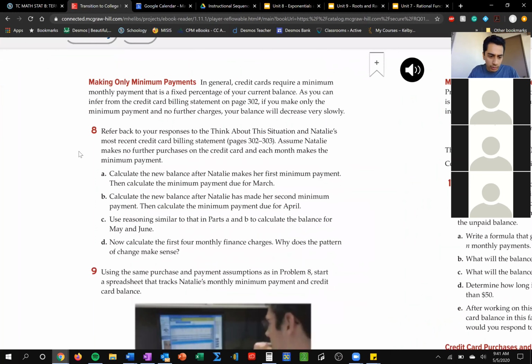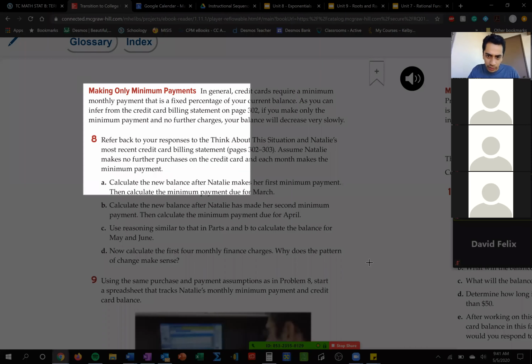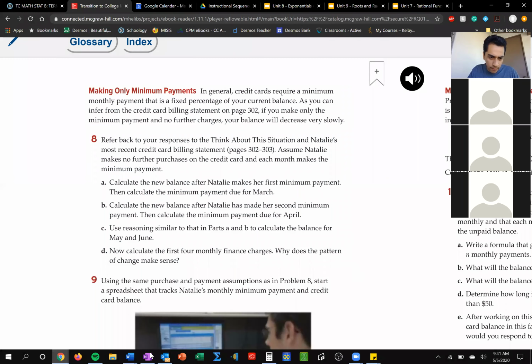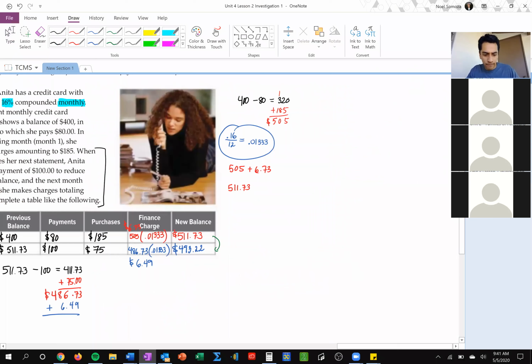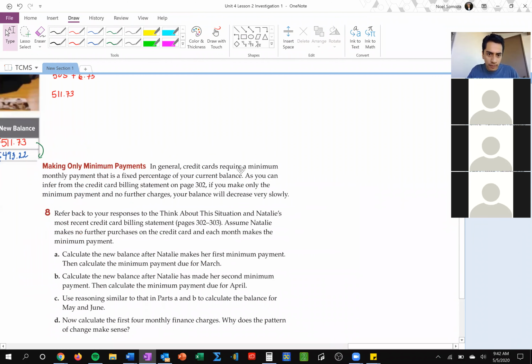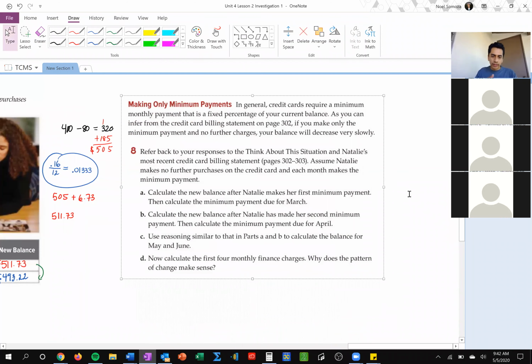Okay, so we'll take a look at this last one, number 8, where we're gonna make only minimum payments. All right, so let's see what they're asking of us here. Okay, so in general, credit cards require a minimum monthly payment.